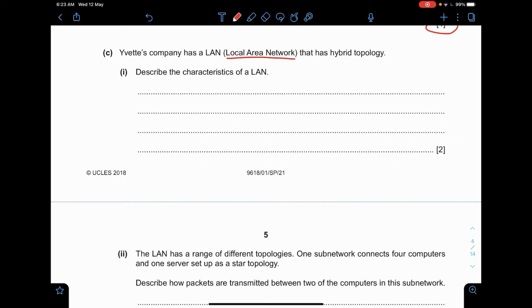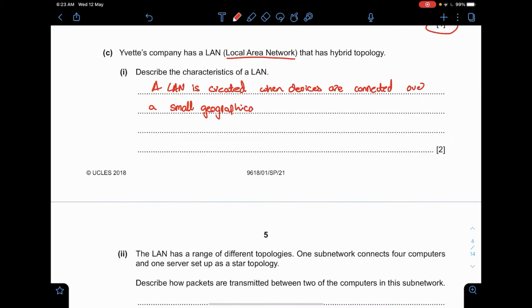So how is a LAN created? A LAN is created when devices are connected over a small geographical area, and an example of this can be inside your own house. You are living in a small geographical area as compared to bigger terms like a metropolitan city or a university, or even a wide area network connecting multiple cities or multiple countries across the globe.